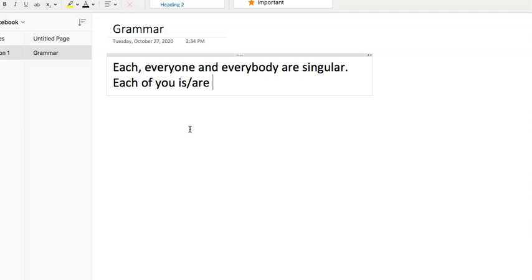Each of you is or are responsible for doing your chores. Okay, and so then we have the is or the are, right? And so it started off with that word each, and remembering that since each is singular, that means the verb has to be singular. So what that means is are is incorrect, is is correct, right? And so is singular, are is plural. So that's how you would do that one.